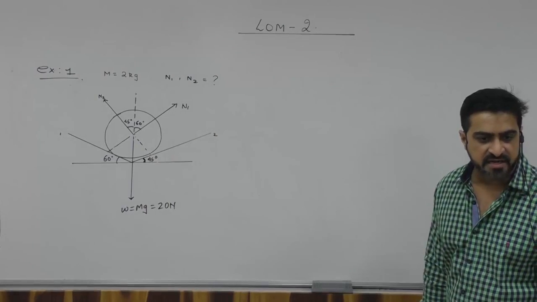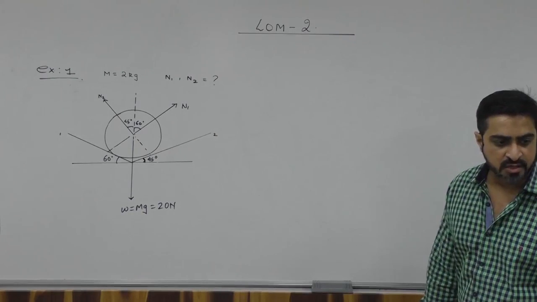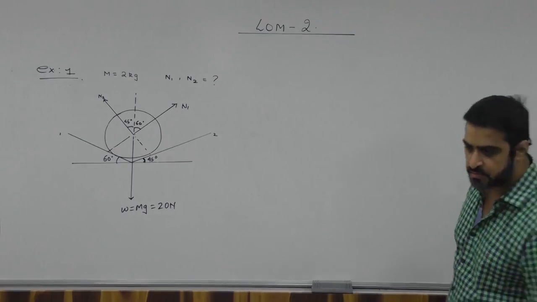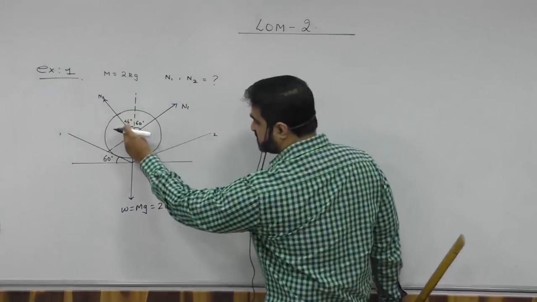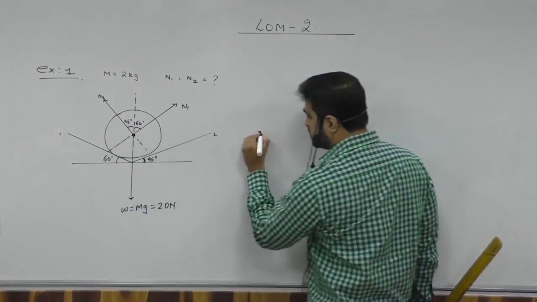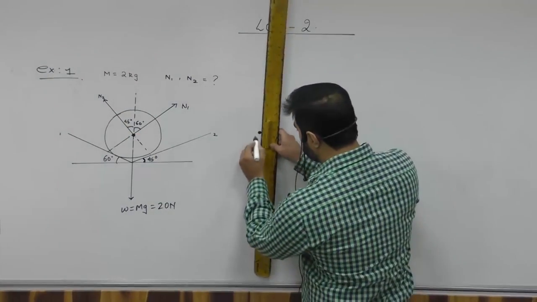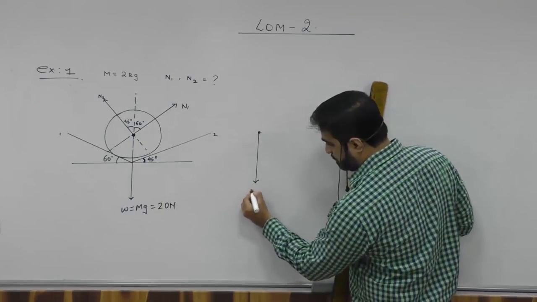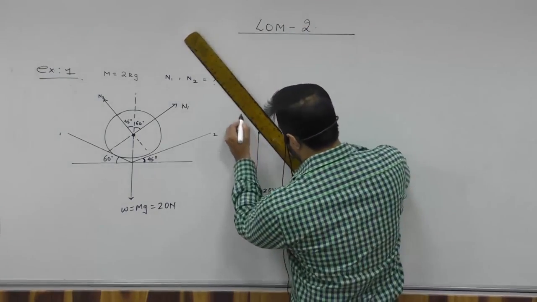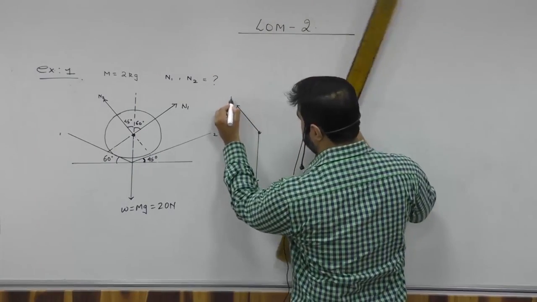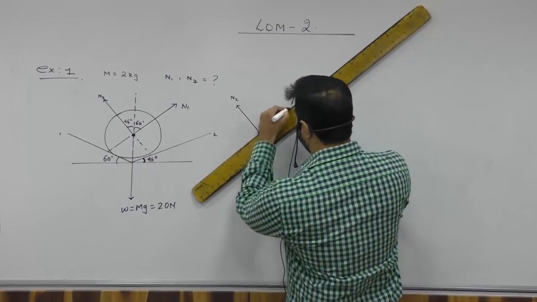How many forces are acting at a given point at the center? 3. Can I use Lami's theorem? Yes. If I concentrate the whole mass at the center and I take this point, how many forces are acting at this point? W? It's 20 Newton. This will be N2. And this is going to become N1.